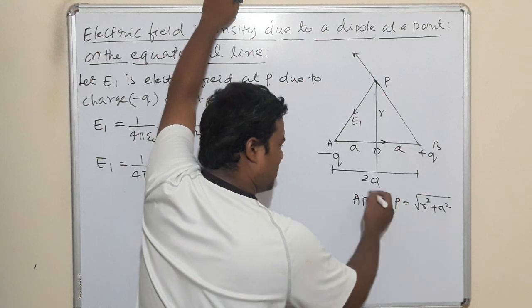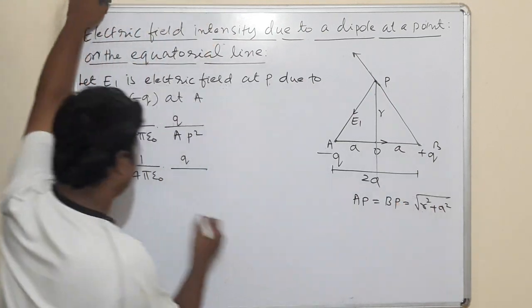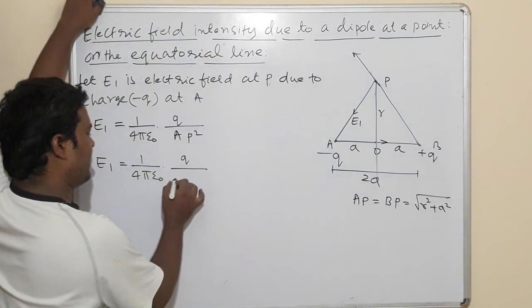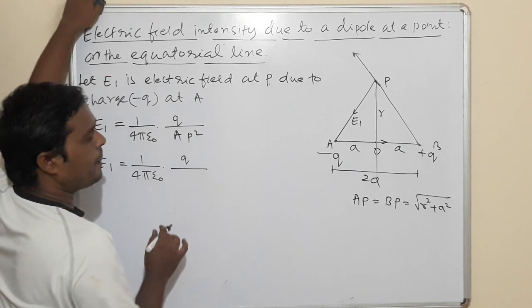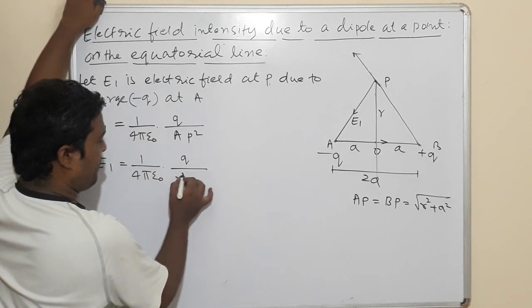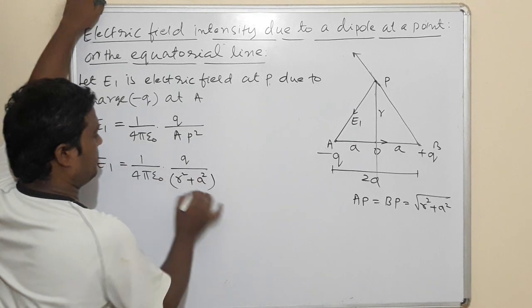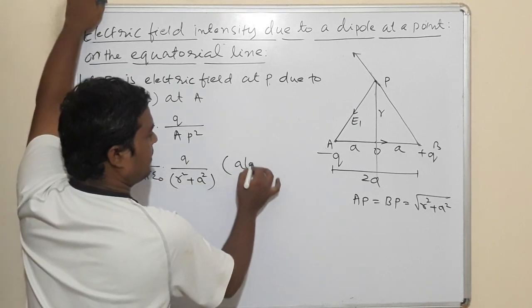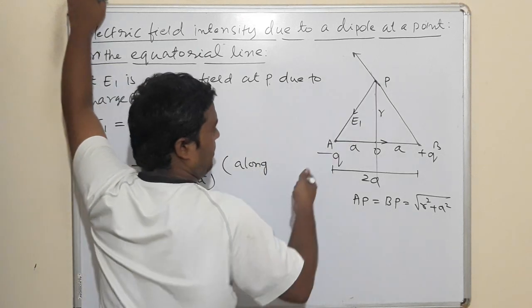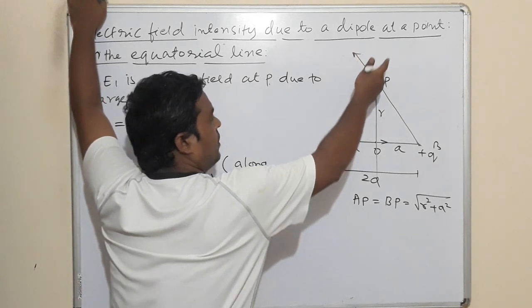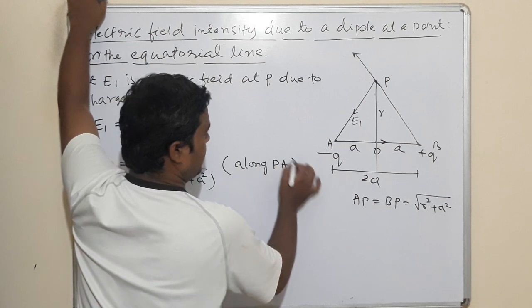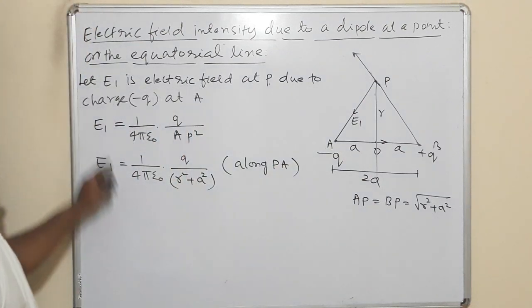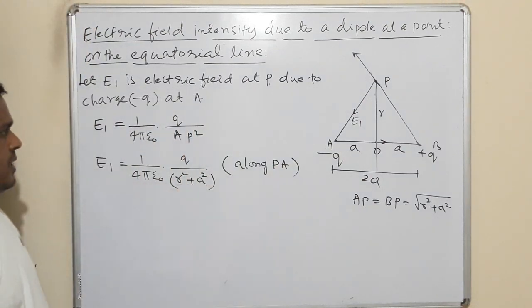AP square will be root of R square plus A square whole square, which is R square plus A square. Follow this. What will be its direction? Along AP or PA? Along PA, towards the charge. This is the electric field due to the negative charge.